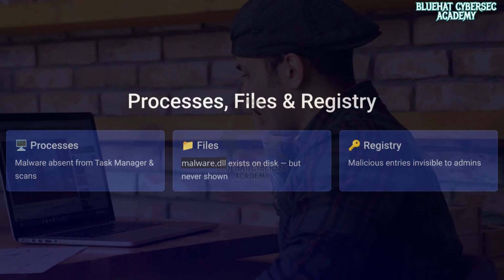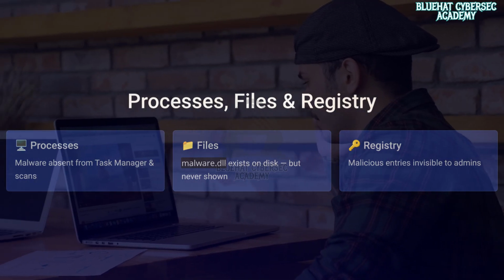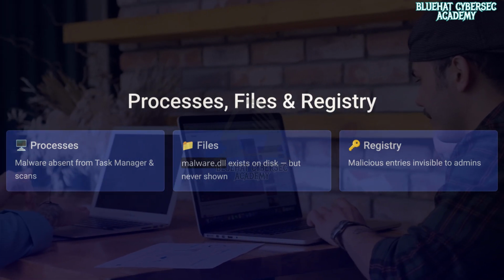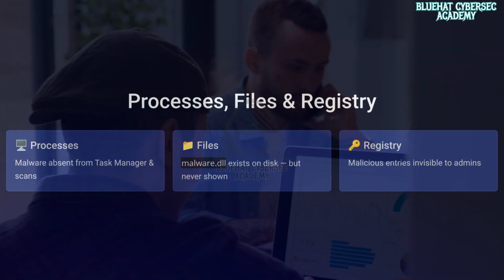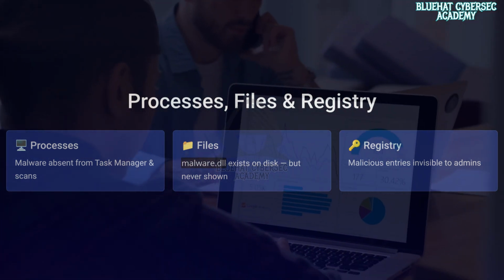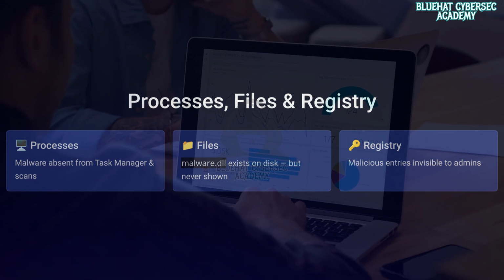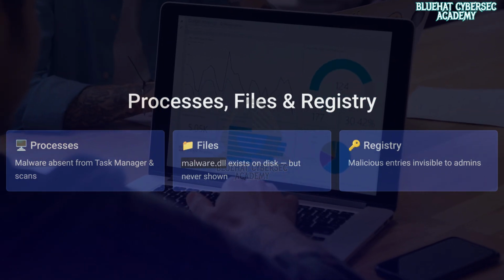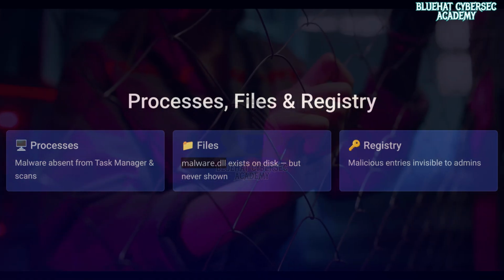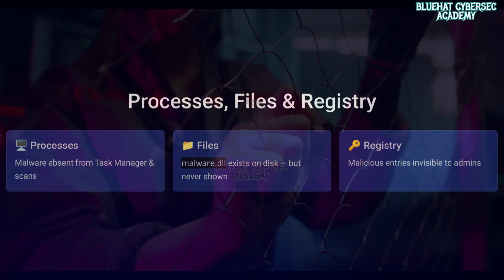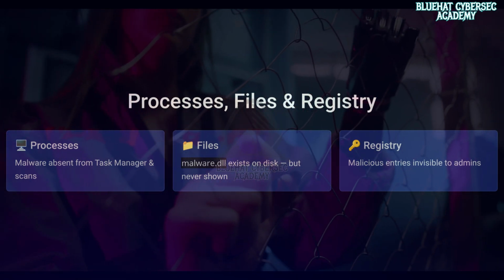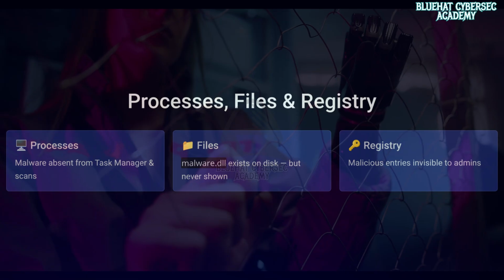Now, one of the first things investigators look at when searching for malware is the process list. Naturally, rootkits often focus on hiding processes. By manipulating process information, malicious programs may not appear in Task Manager, system monitoring tools, or even some security scans. The malware remains active. But from the investigator's perspective, it appears as though the process doesn't exist at all.